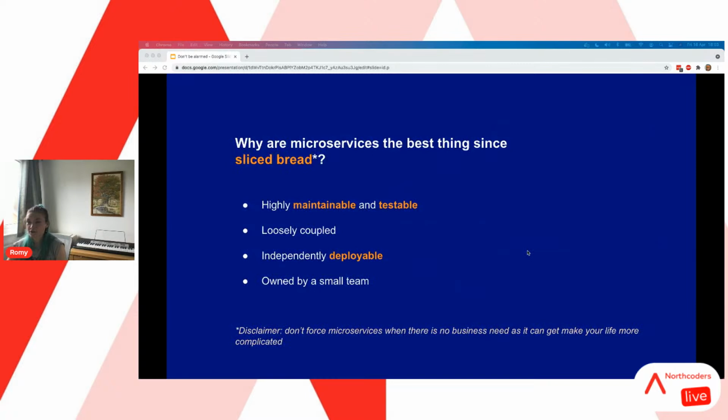So why are they the best thing since sliced bread? Disclaimer, don't force microservices when there's no business need, as it can make your life more complicated. But they're good because they're highly maintainable and testable. They're loosely coupled, so you can do stuff on each individual service and it won't mess with anything else that you're doing elsewhere. They're independently deployable. So if you've only made changes to your user service, you don't have to redeploy your entire stack. And they can often be owned by a small team. So you might have a user team, a stock team and another team all working completely independently, not having to worry about merge conflicts or anything when they do work.